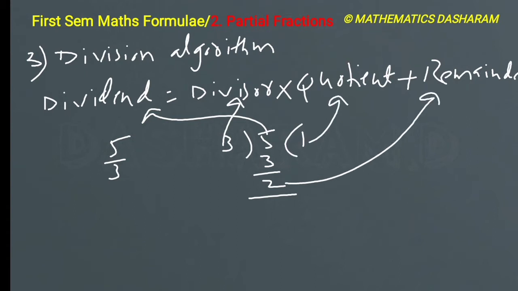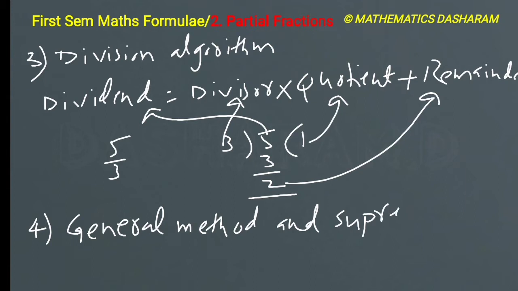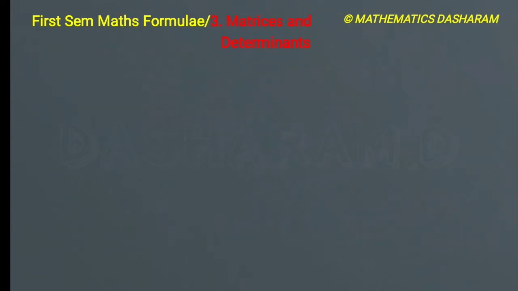So no more formulas in this chapter, but two important methods are there to find the constants in partial fractions, which are the general method, and next is the suppression method. These are the important methods to find the constants in this chapter. Third chapter, matrices and determinants.